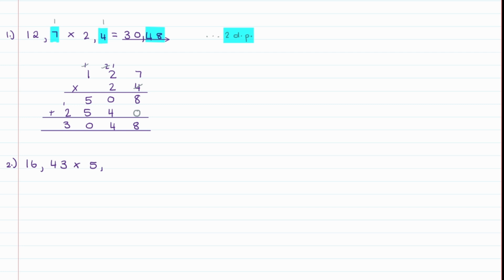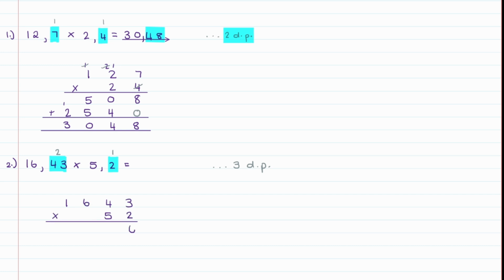Let's try another example. In the first number, I have 2 decimal places, and in my second number, there is 1 decimal place. So this means that altogether my answer needs to have 3 decimal places. Next, I set up my numbers without any commas and multiply as normal.